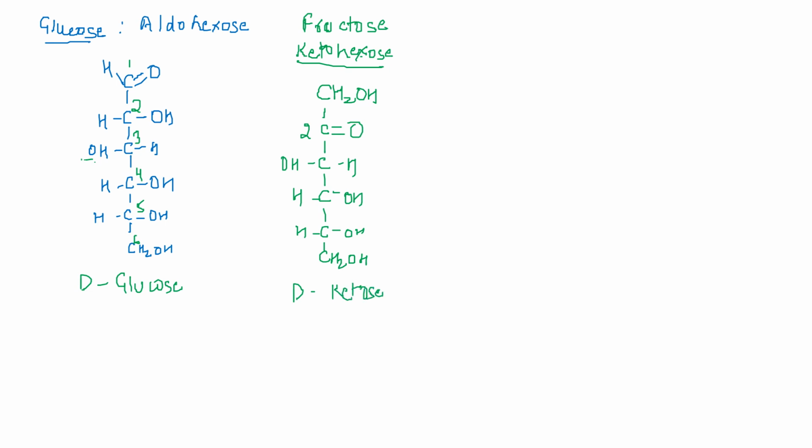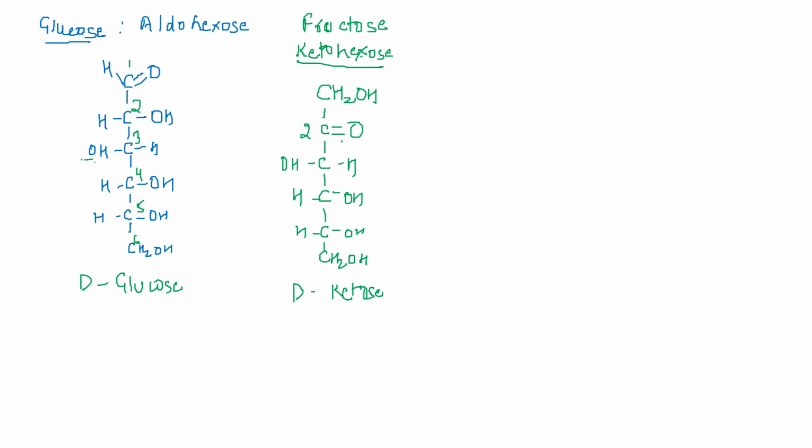The difference you just have to learn: first learn the structure of glucose. It is an aldohexose. Draw the six carbons, the first carbon will be the aldehyde, and on the third carbon the OH will be on the left side. Similarly, fructose is the ketohexose. It has a ketone group, C2 will be the carbonyl group, and the rest of the structure is similar to glucose. If you learn the structure of glucose, you can easily make out the fructose structure.